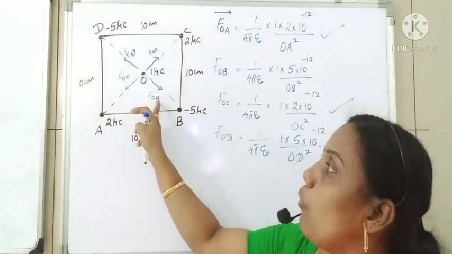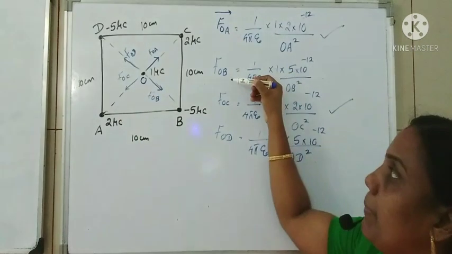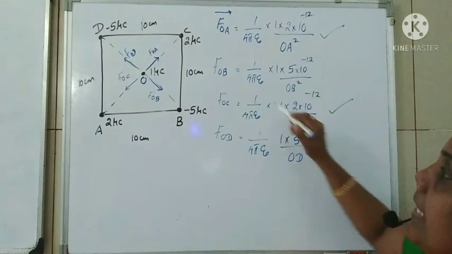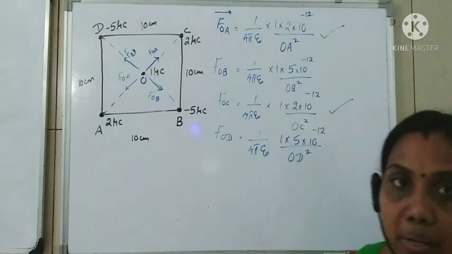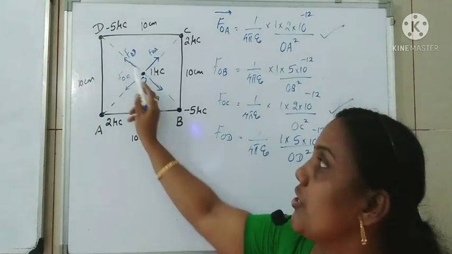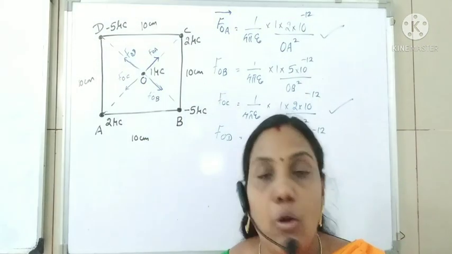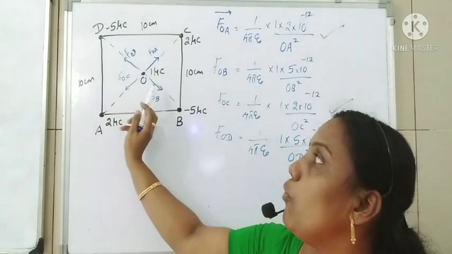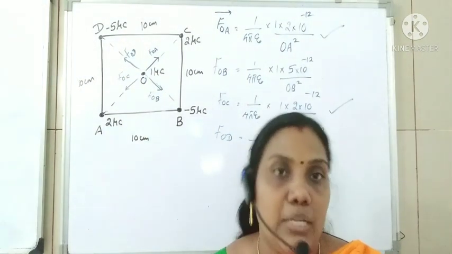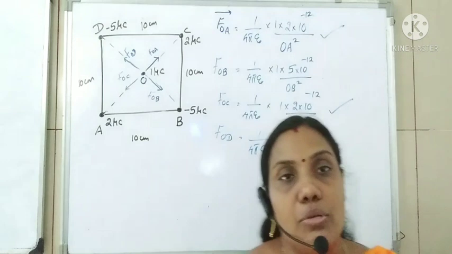Similarly, compare FOB and FOD. If you compare FOB and FOD, here also magnitude wise both are equal. And what about the direction? Direction wise they are opposite. Here also the resultant of FOB and FOD is 0. Okay, that resultant is also equal to 0.